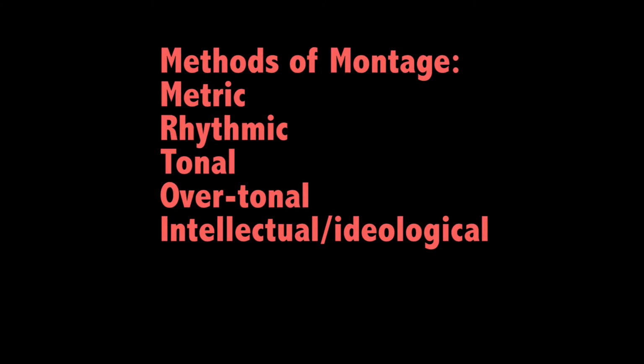There are 5 methods of montage. One is metric, which is cutting to the beat. Another is rhythmic, which is concerning the rhythm of action in the shot. Tonal montage is concerning the tone of the shot, and overtonal is concerning the montage of the large sequence. Intellectual or ideal montage is concerning ideas.